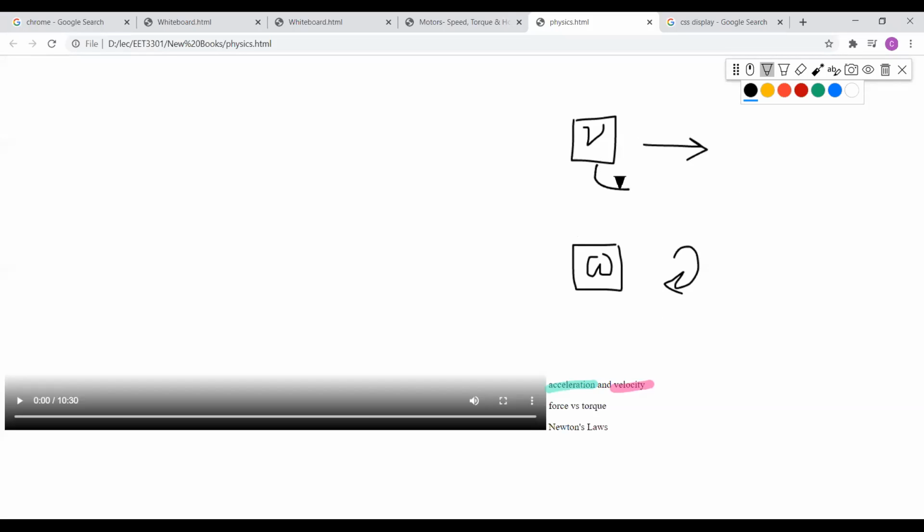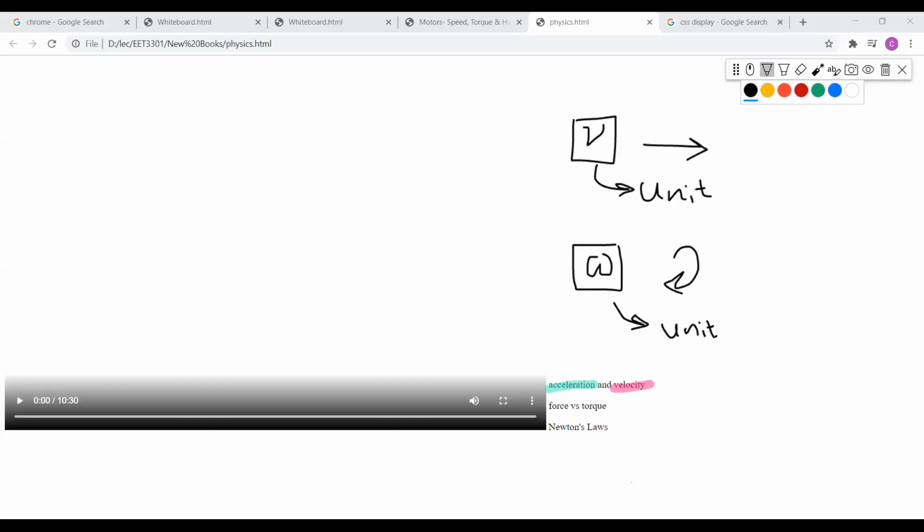And can you guys please send me in the chat box what is the unit for velocity, and what is the unit for angular velocity? Linear velocity and angular velocity. Please send the unit. Thank you. I got one message. Right, a correct answer for linear velocity, and yes, correct answer for angular velocity as well. Very good. Thank you very much. I'm really happy for you guys. You are responsive.